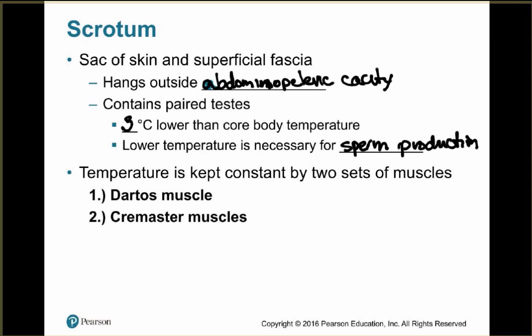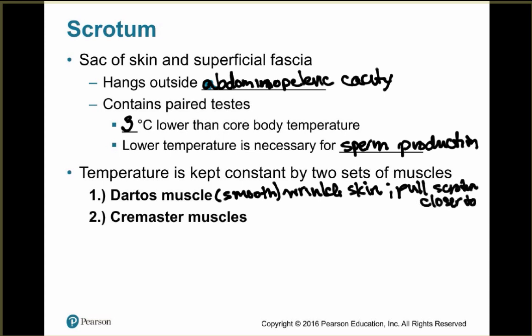And so basically, the temperature is kept constant by 2 sets of muscles. The dartos muscle is the first one, and this is composed of smooth muscle. Essentially, it helps to wrinkle the skin, and what this does is it helps to pull the scrotum closer to the body. Now, the cremaster muscle is skeletal muscle, and this basically helps to elevate the testes.